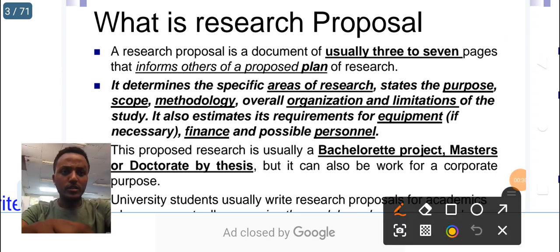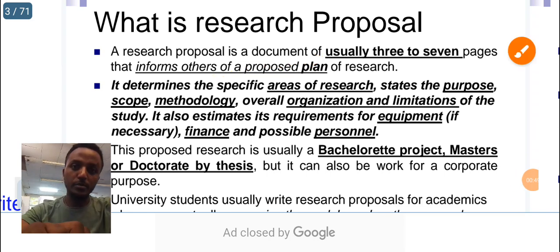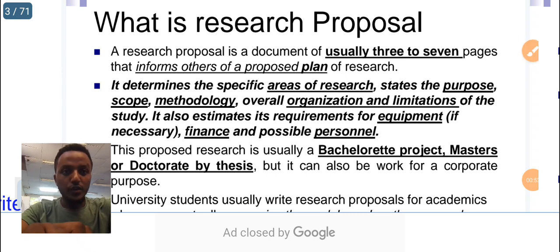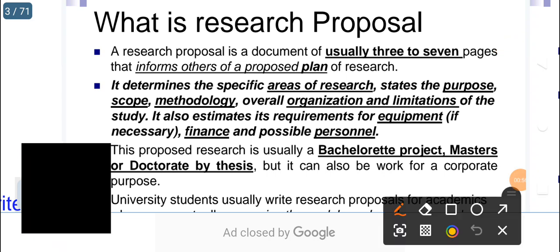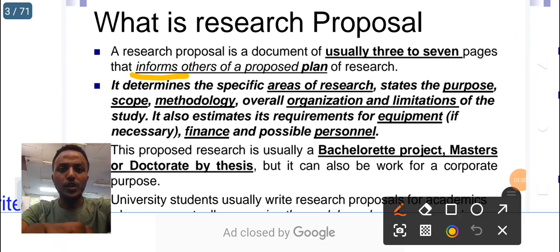It is a document of 3 to 7 pages, maybe around 12 to 15 or so. It can reach that, but its content is usually 3 to 7 pages that informs others of a proposed plan of a research. What's the plan proposed here? It shows how to inform others of the proposed plan.